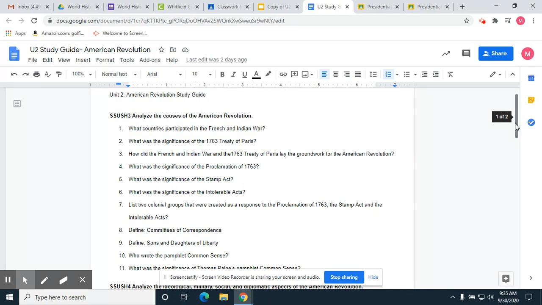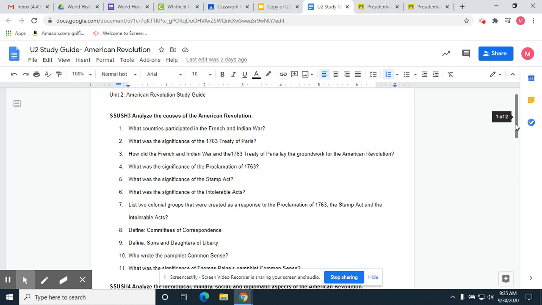Okay, number four. What's the significance of the Proclamation of 1763? Okay, so this proclamation said that all colonists could not go west of the Appalachian Mountains. Okay, they had to use it as a natural barrier. Okay, and they did this because they didn't want the colonists getting into another war or another fight with the Native Americans who were still in the Ohio River Valley. Okay, the area that's west of the Appalachian Mountains.